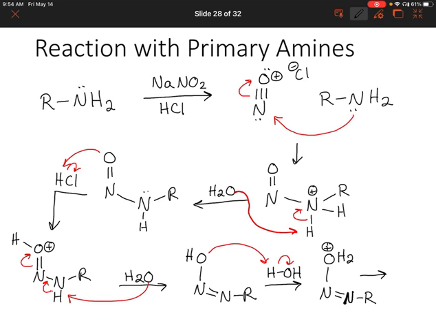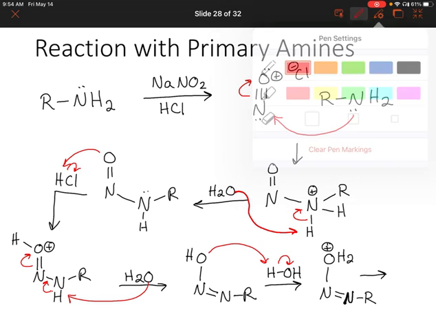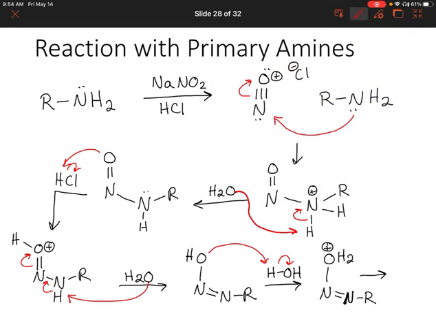And in the last step, that nitrogen connected to the alkyl group is going to create a triple bond, and our leaving group will leave. So now we have a triple bond between the two nitrogens, and we have an alkyl group as well. So this is our diazonium salt.